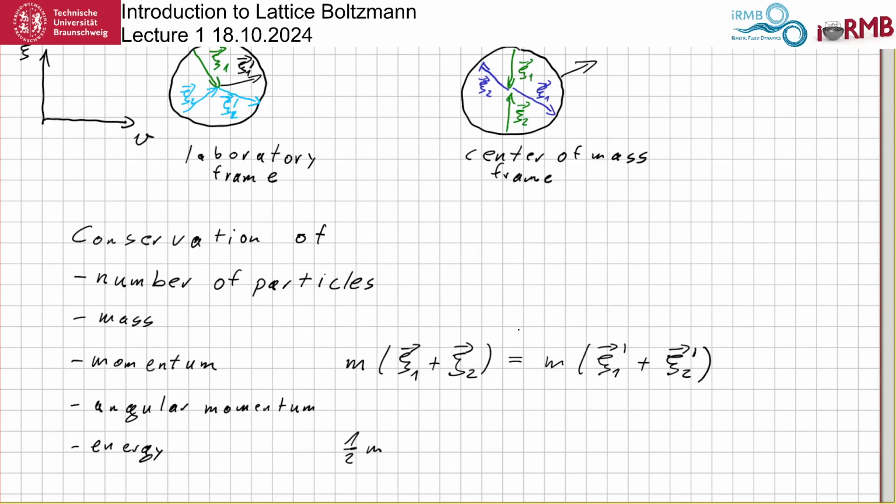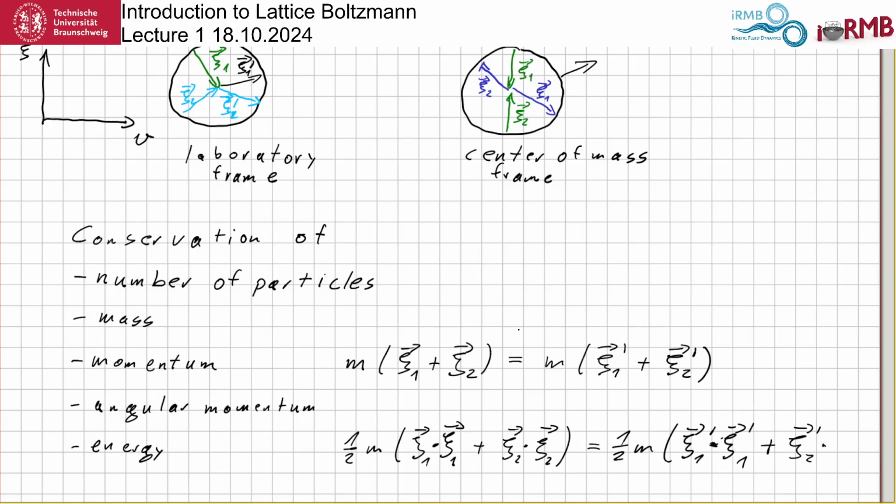And energy conservation is, of course, we have 1/2 the mass of. Now energy is written as the product of the velocities with itself, so velocity squared before the collision is being the same scalar product. No, this is wrong. It's velocity of the first times velocity of the first plus velocity of the second times the velocity of the second. So this must be conserved.